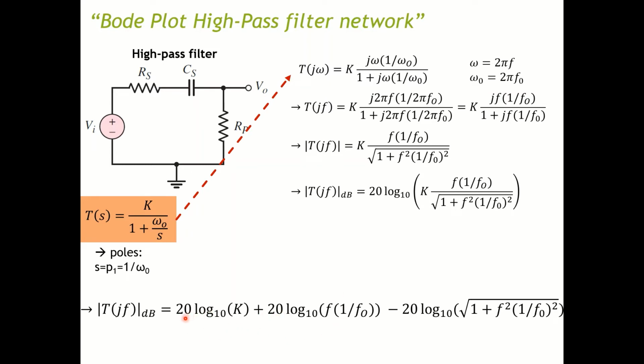So I can have 20 log 10 of K, so this K goes here, plus the numerator goes here, minus. Why minus? Because this term is in the denominator. If you divide something in the log bracket, you have to use a minus sign. So minus 20 log 10, and put the whole denominator in here, I'm sorry, the denominator.